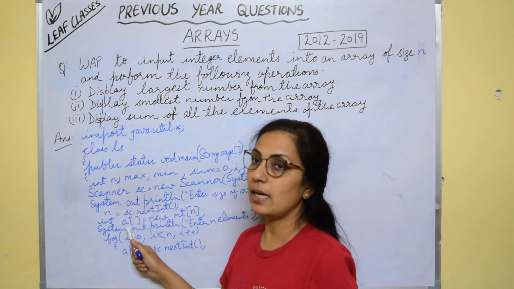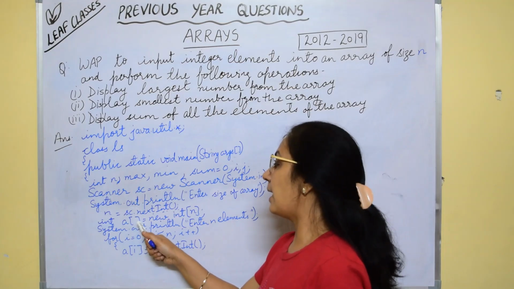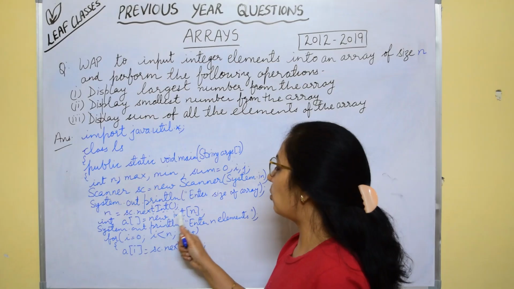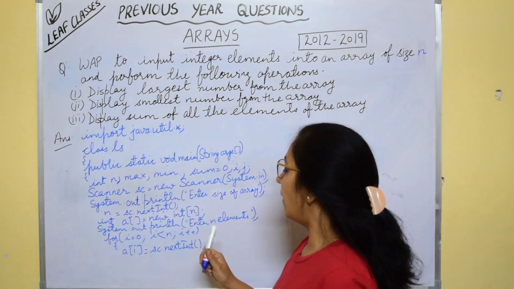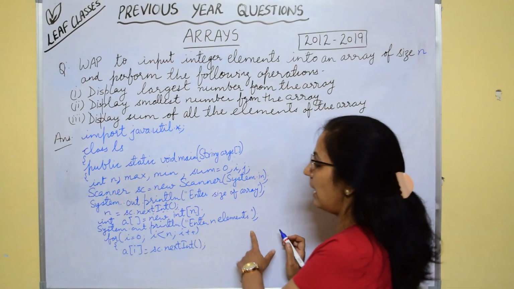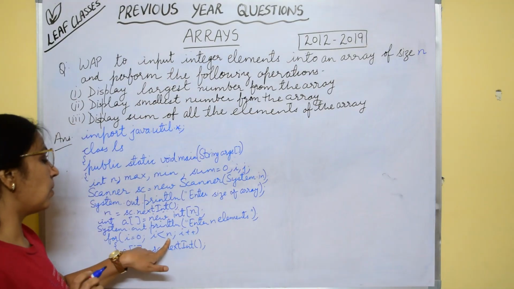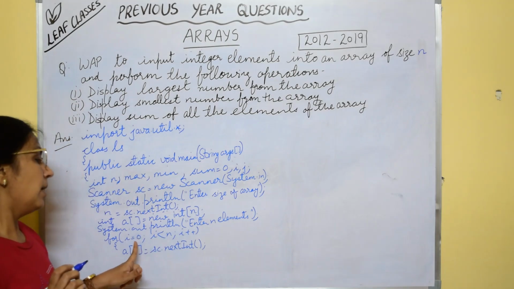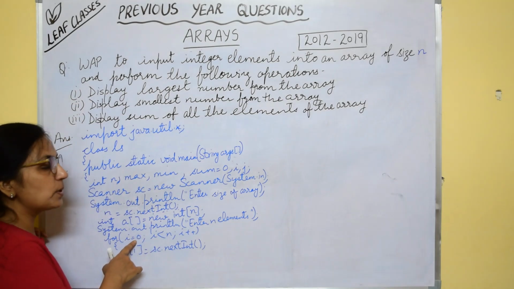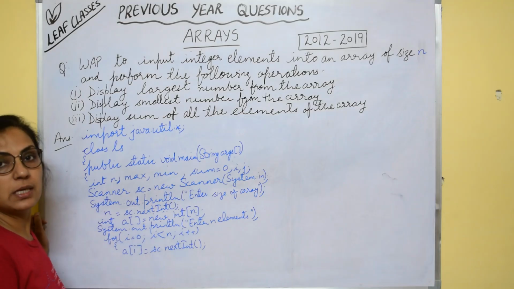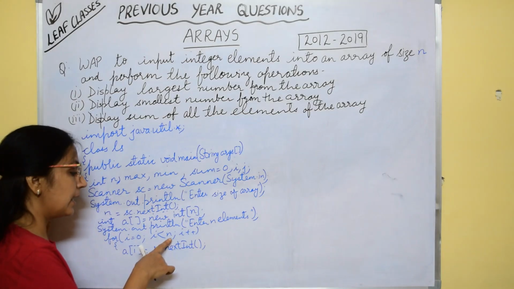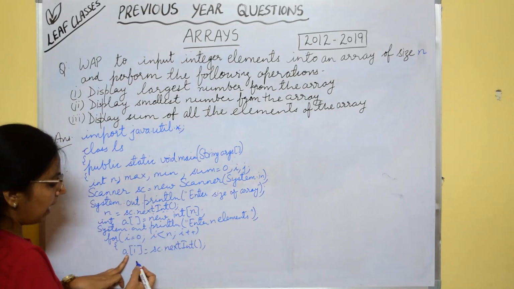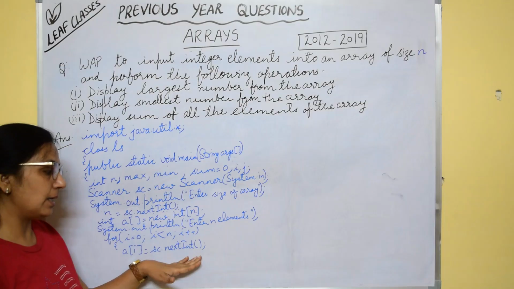Once the size is entered, then we will create the array, declare the array of size n: int a equals new int of size n. Then you give the message to enter n elements. For i equals 0, i less than n. Hope you know why less than n, because in arrays the loop starts from 0 and it goes till size minus 1, and here the size is n, so less than n will take you to size minus 1. a[i] equals sc dot nextInt.